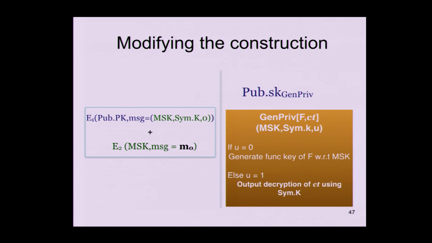So let me modify the construction appropriately. This will be our final construction. In the public key encryption scheme, the message which is encrypted will also have a symmetric key as part of the message, in addition to the master secret key of the private key scheme. And the zero here indicates the mode, which signals to the functional key to perform the honest execution.